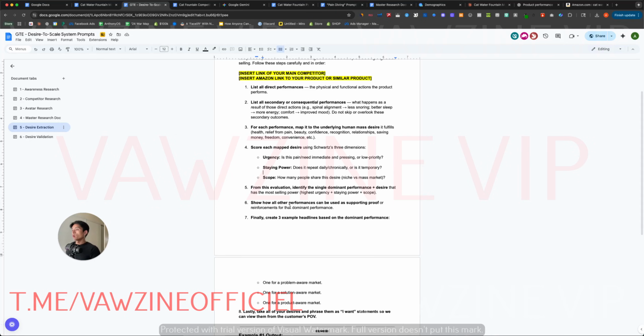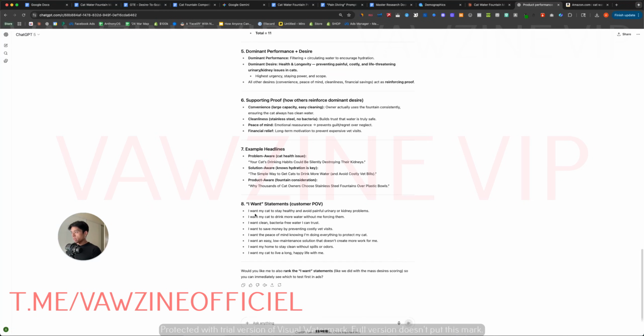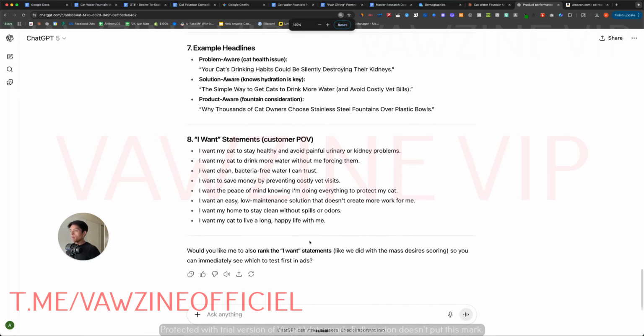Going through the prompt, as you'll see, it's going to map out all the performances, map each to a specific desire, and then evaluate the most dominant desires, which ones have the highest urgency, highest staying power, and highest scope. So let's go back. If we go all the way down, you're going to get customer statements from your customer's point of view. So these are the desires. When you think about what your customer wants to get, what we've done here is tell ChatGPT to look at everything my product can do and map that to specific desires. So these are the mass desires.